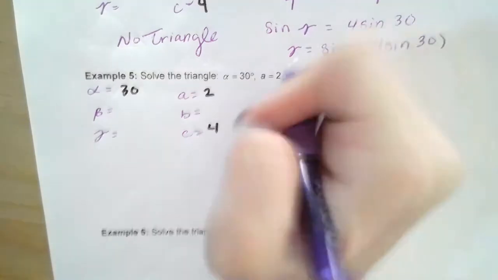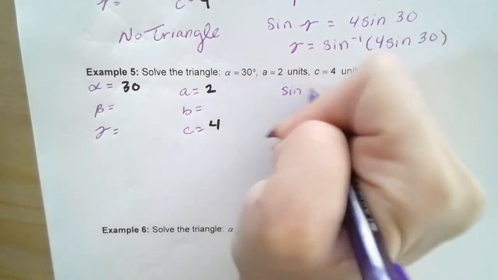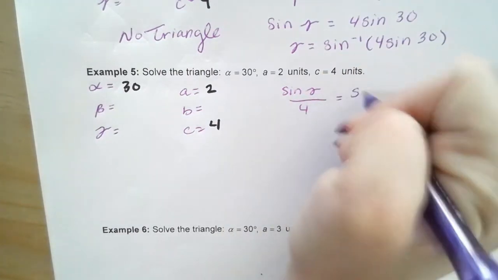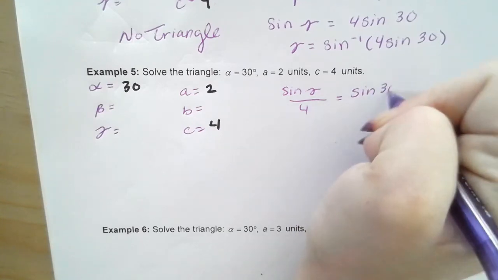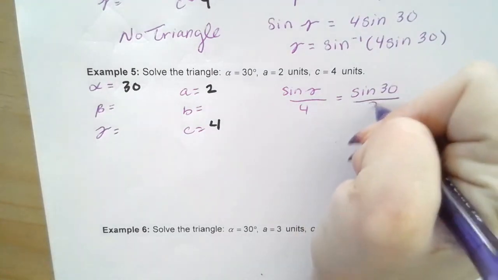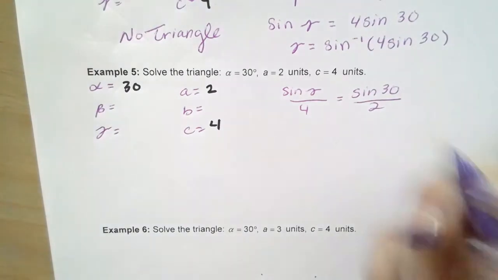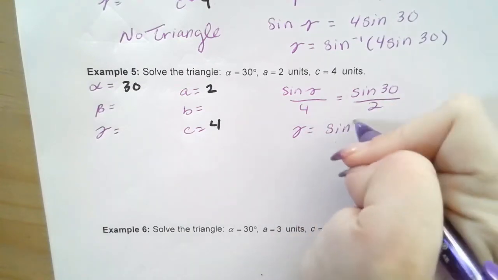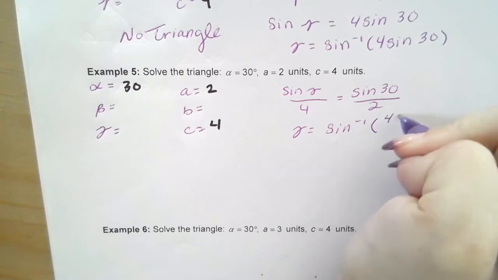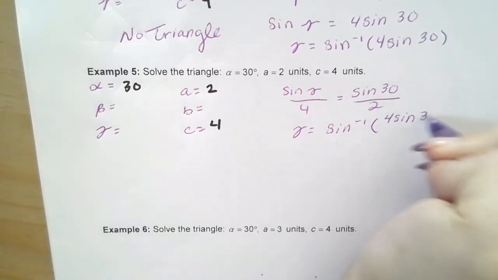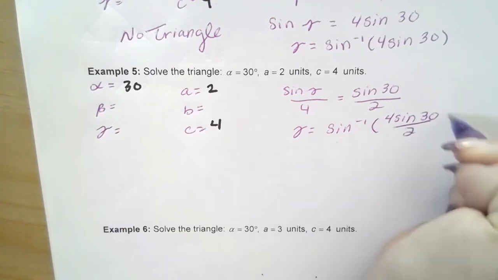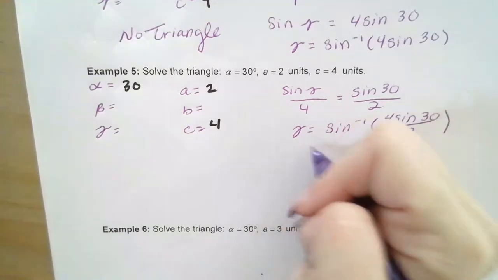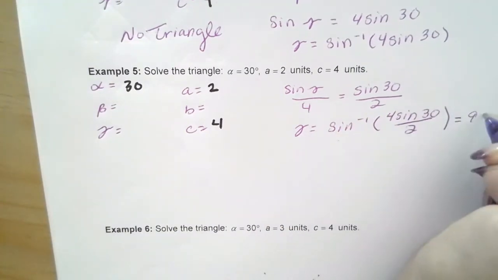Alright, so we're going to do the same setup we did before, so I'm going to go through it just a little bit quicker. I end up having sine of gamma all over 4 equals sine of 30 over 2. Now when I solve for that, of course, in my calculator, I'm going to end up putting the inverse sine of 4 sine 30 over 2. If you have to do it step by step, do it. I'm just going to go through it a little bit quicker for notes. And if we plug that in, we get that gamma equals 90 degrees.